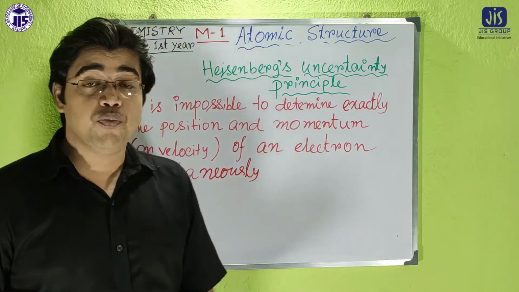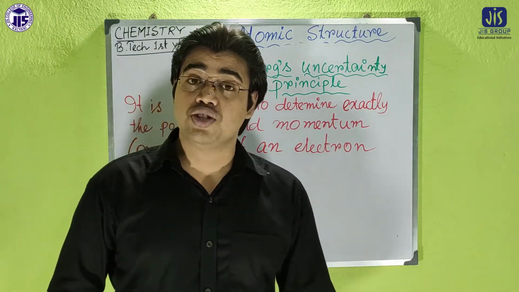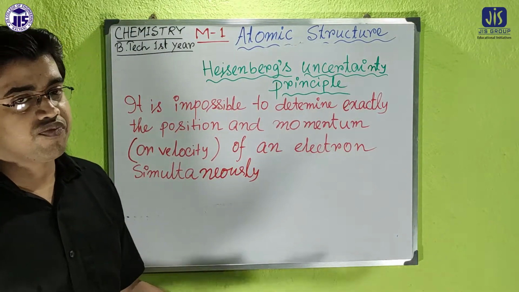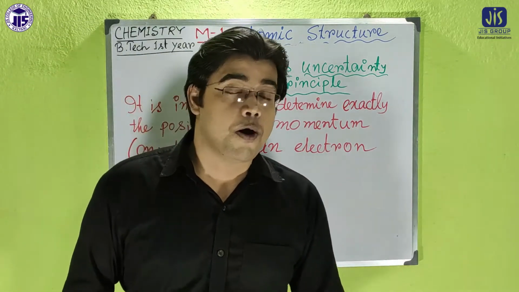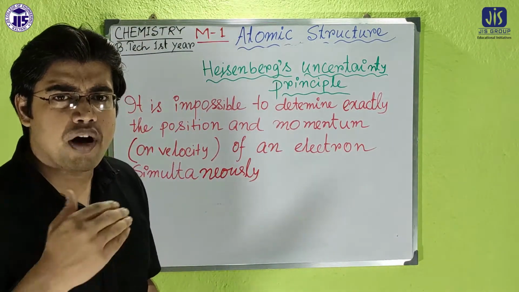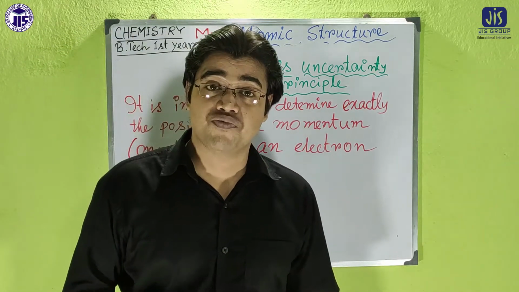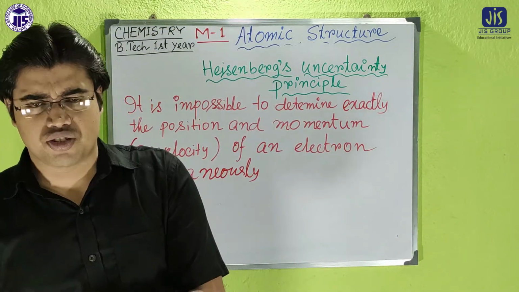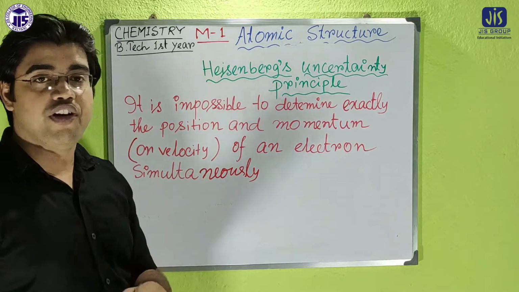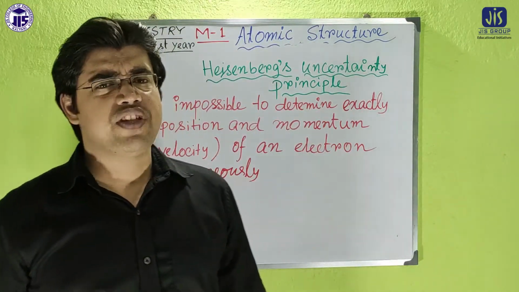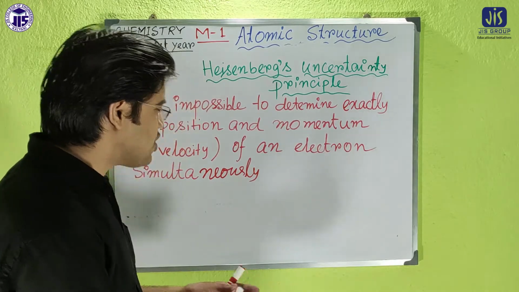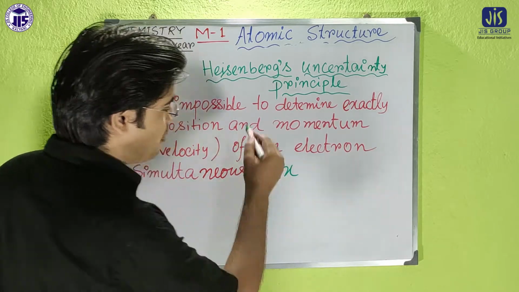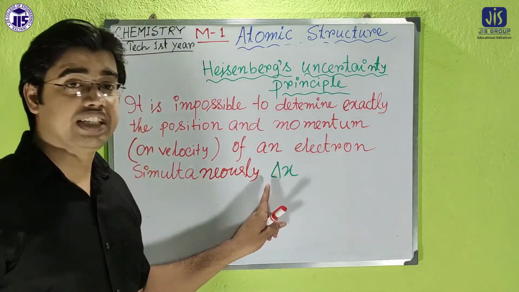That means if we want to determine the position more accurately, then there will be a big error, or uncertainty, in the momentum. Or if we want to determine the momentum more accurately, then there will be a big error in the position. So the two parameters, position and momentum, or position and velocity, we can't determine exactly at a time. So according to the Heisenberg uncertainty principle, delta x is the uncertainty, that means error.